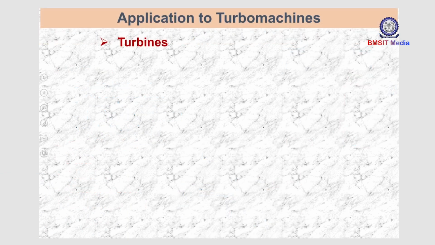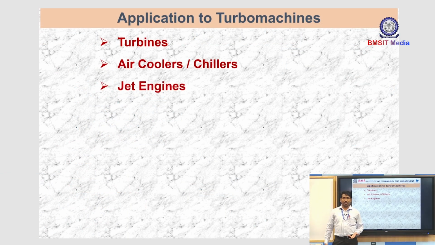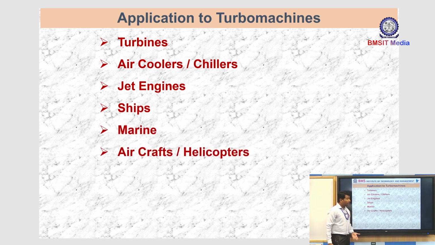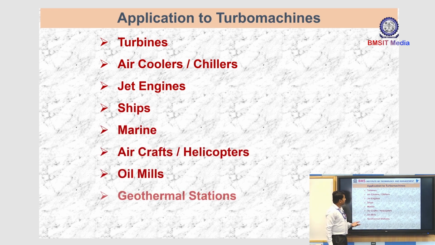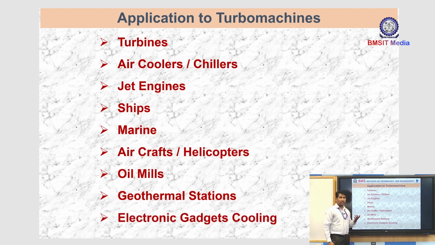Next, we will go to the applications of turbo machines. Turbo machines can be seen in many applications. I have already shown some, but I can show more here. Turbines, air coolers or chillers, where again the air cooler or chiller has a rotating element and air is the interacting medium. Jet engines, ships, marine.